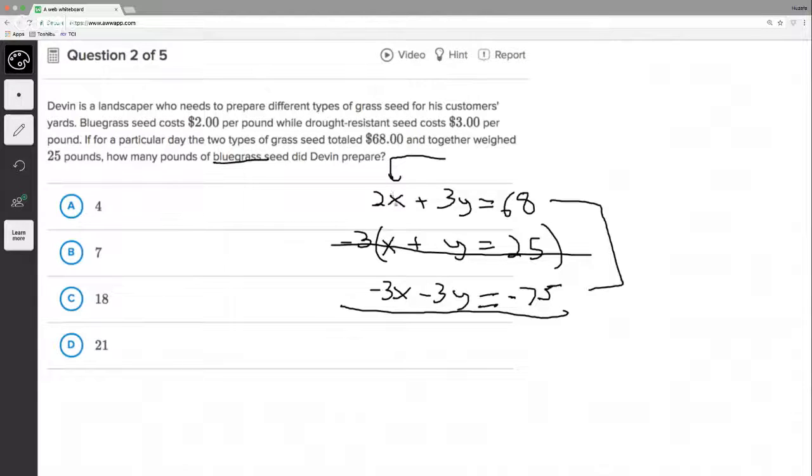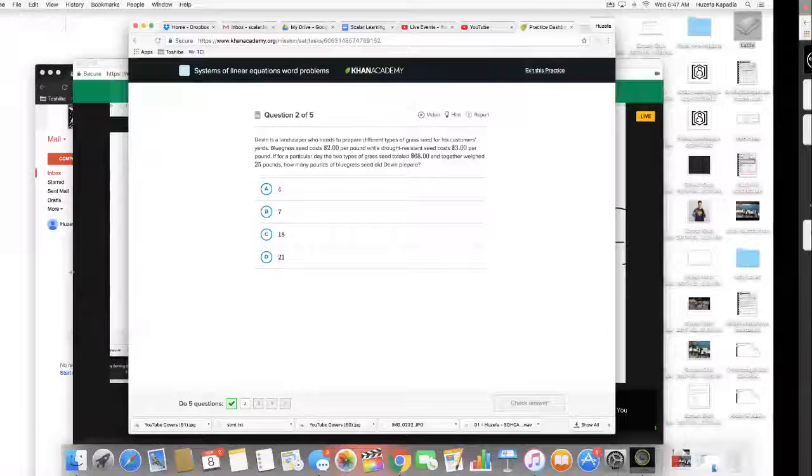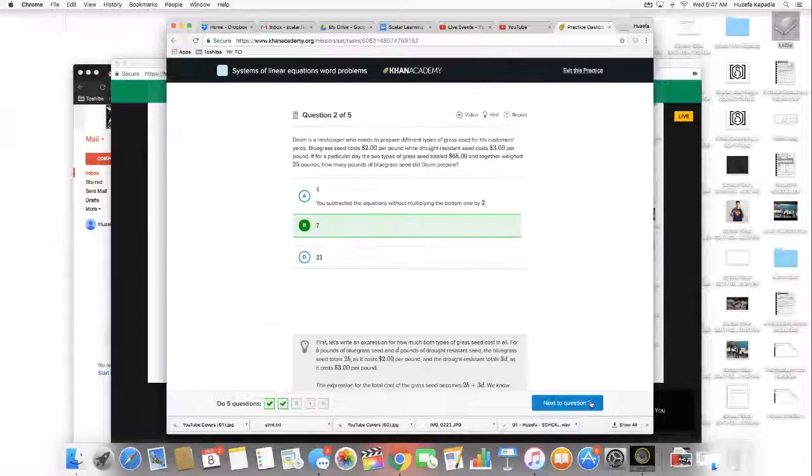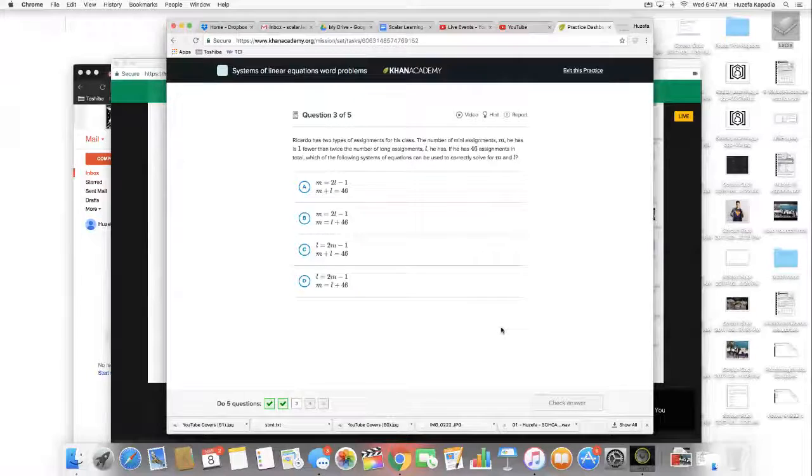It's going to be a really nice equation. 2x plus -3x equals -x. The y's cancel out. Equals 68 plus -75, which is -7. Multiply both sides by -1 and we get x equals 7. He bought 7 pounds of bluegrass. Now, isn't that cool? Because once we actually get the equation set up, it's not that hard. It's just getting those equations can be tricky.